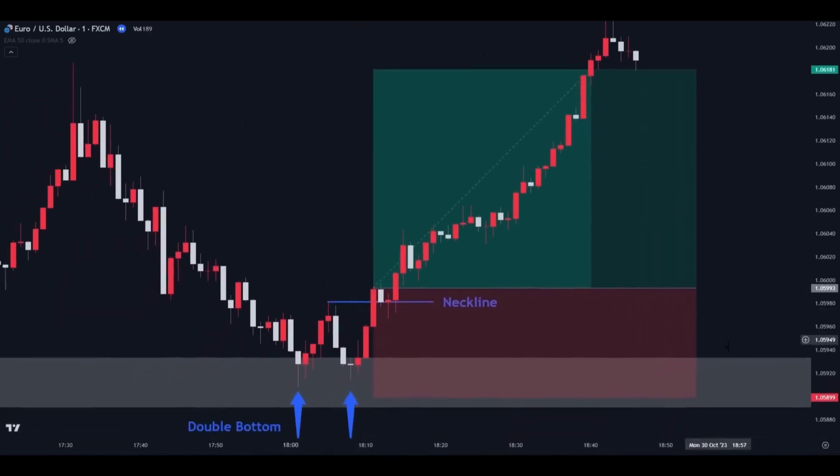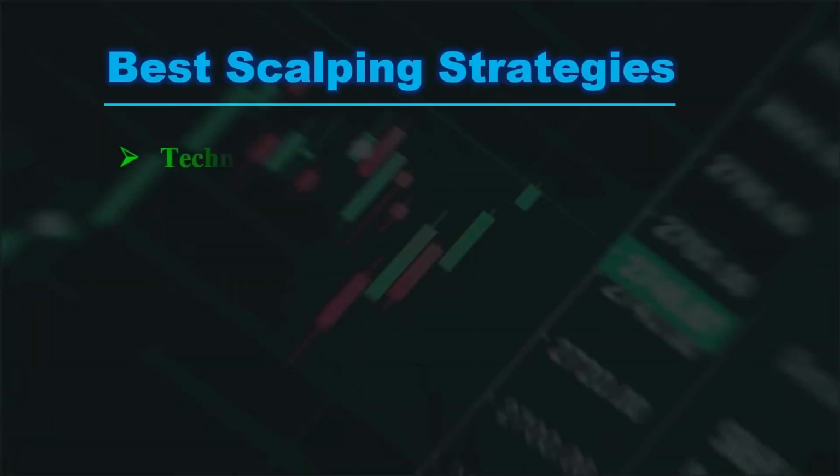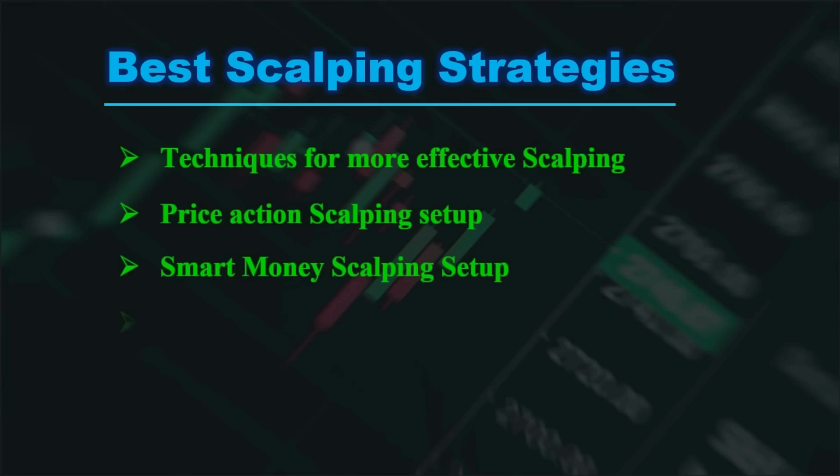Scalping strategies in trading involve making quick, short-term trades on volatile currency pairs using technical indicators and tight risk management. However, it can be challenging as traders need to make decisions rapidly, and small losses can accumulate if not managed effectively. In today's video, we'll show you our techniques for more effective scalping.